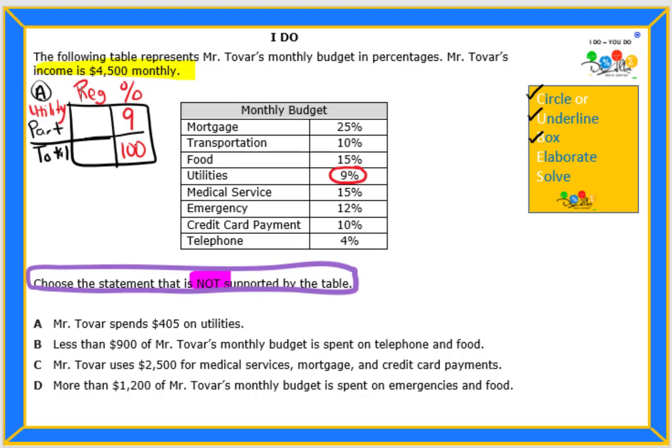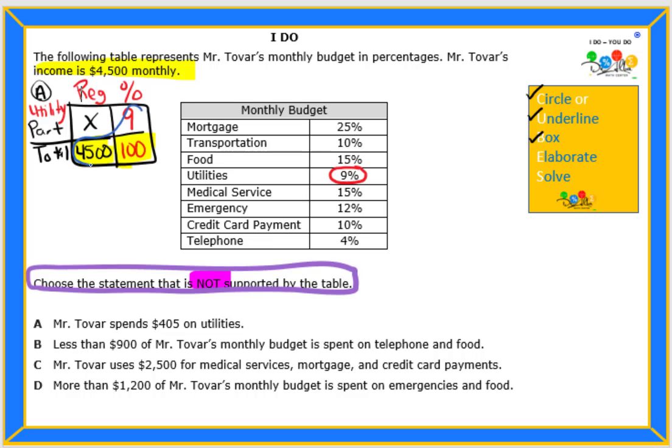So now we also know the total, which is $4,500. So the total monthly budget of $4,500 represents 100%. But what we want to know is, what does 9% represent? How much money? And we're asking, is it going to be $405? So we're going to solve our percent proportion. We're going to find our cross products.